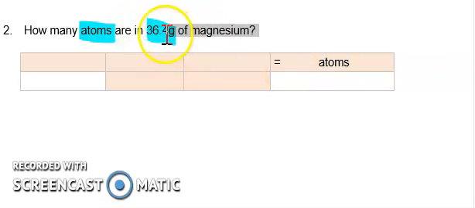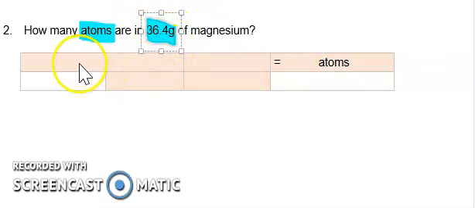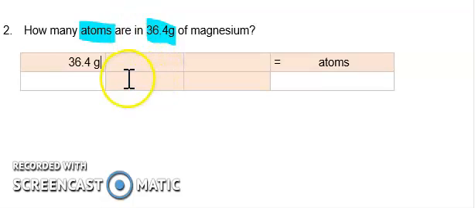And then I start with this information, 36.4 grams. I start with 36.4 grams. Okay, so I start with grams and I need to get to atoms. That's a long way away. So let's start with this first part. I have grams right here. I need to get rid of grams because that is not a unit in my final answer. So because grams are at the top, I need to have grams at the bottom.